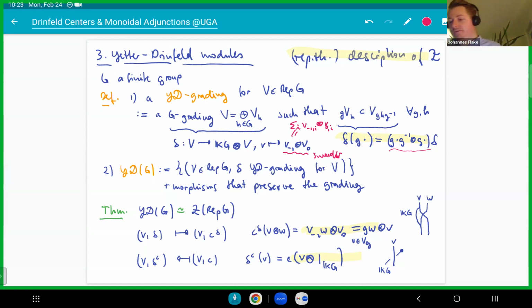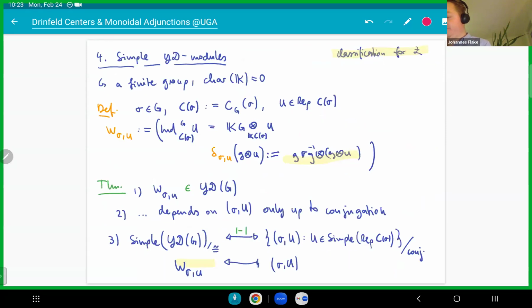So this is the correspondence here, and this gives a very concrete description of the Yetter-Drinfeld center. Of course, it still looks pretty complicated, but at least we got somewhere. And now we can even turn this into a very concrete description. We can even classify simple objects in this category of Yetter-Drinfeld modules, in the specific case where G is a finite group and the characteristic of the field is 0, and then by equivalence in the monoidal center. So how does it work?